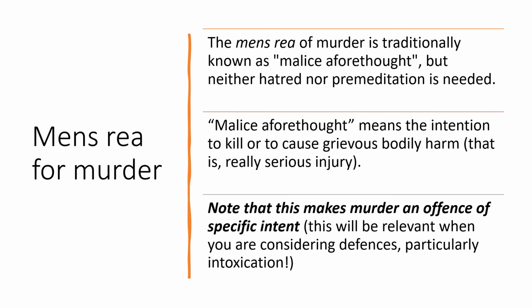So the mens rea of murder is traditionally known as malice aforethought, but this is slightly confusing as neither hatred or premeditation is needed, and the language kind of suggests that. So what we need to realise then is that malice aforethought means the intention to kill or to cause grievous bodily harm or really serious injury. Now those phrases will be used interchangeably throughout this video. So we need to note then that this makes murder an offence of specific intent, and this is important when applying defences, but also helps us with respect to understanding that recklessness is not a requirement for murder.